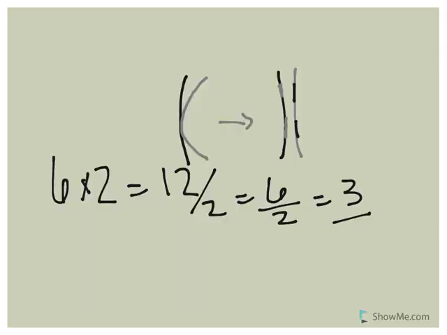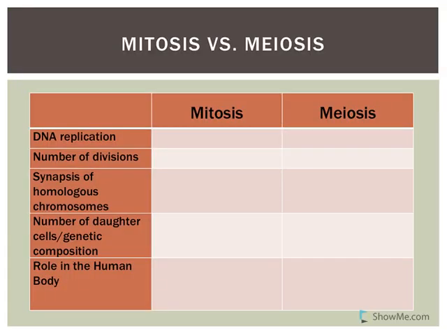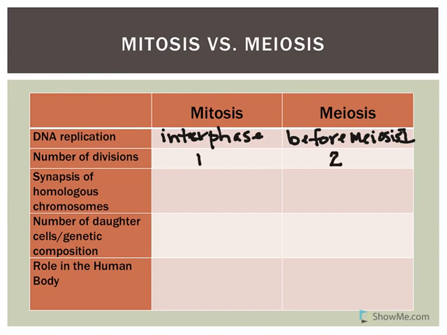So let's just briefly compare mitosis with meiosis again. You both have DNA replication. In mitosis, this takes place during something called interphase. In meiosis, it occurs before meiosis 1. In mitosis, you only have 1 division. In meiosis, you have 2. That's going to allow us to get to that haploid number.